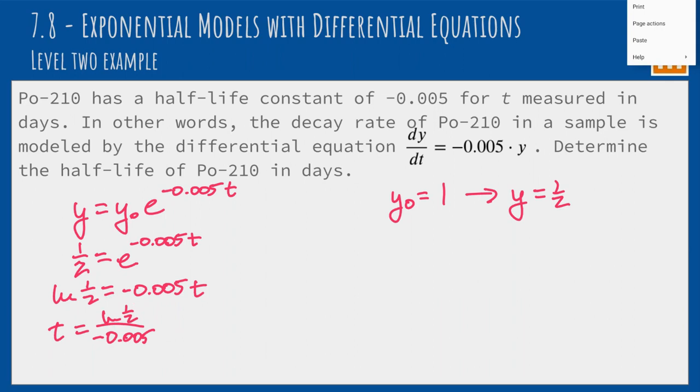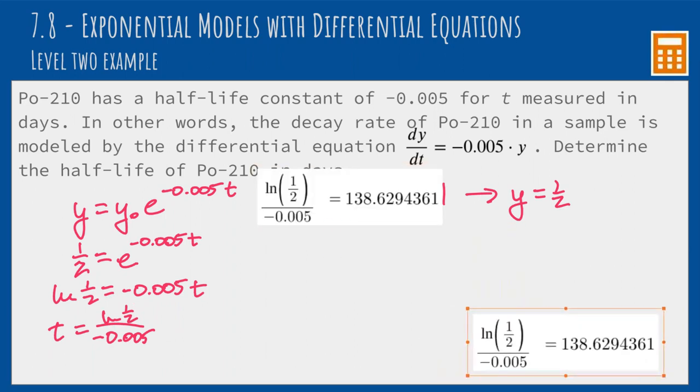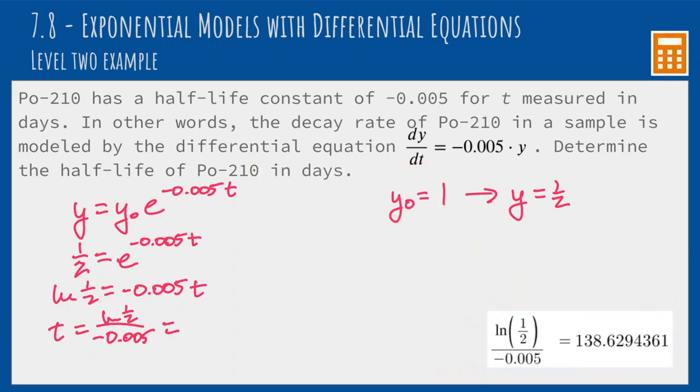And then plugging that into our calculator, we're going to get a number of days. It doesn't say in the problem, so we're going to round to the nearest thousandth. So in general, unless we're told otherwise, we want 3 decimal places in our answer. So this is going to be 138.629 days. So in the problem, it says that this constant is for t measured in days.